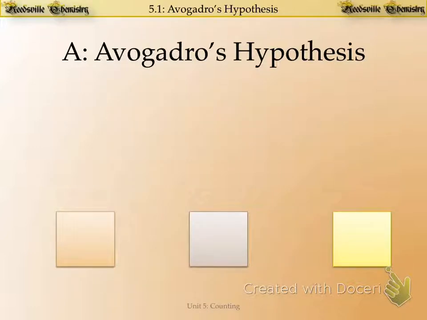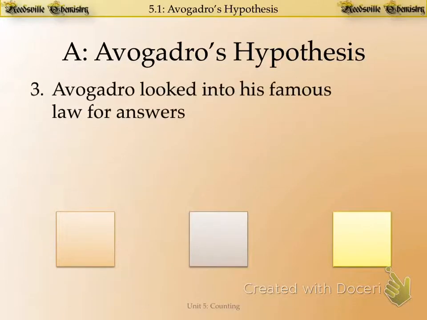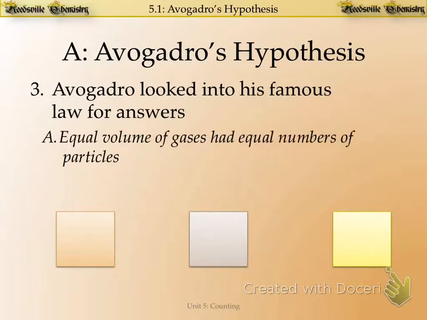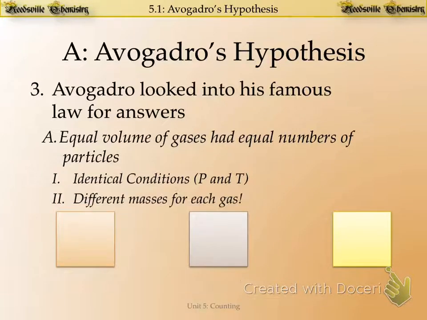So he relies upon his original hypothesis. Remember his famous law. It says that equal volumes of gases had equal numbers of particles. And again, there were some stipulations here. We needed to be at identical conditions. So I couldn't be outside with the balloon and Zach inside with the balloon because we'd be at different temperatures. Our balloons have to be at the same conditions.